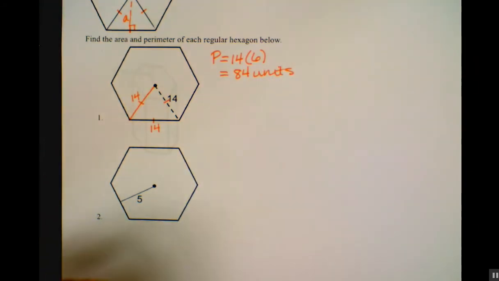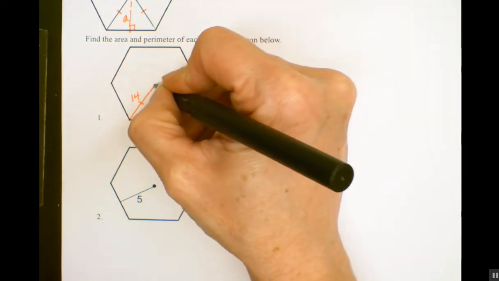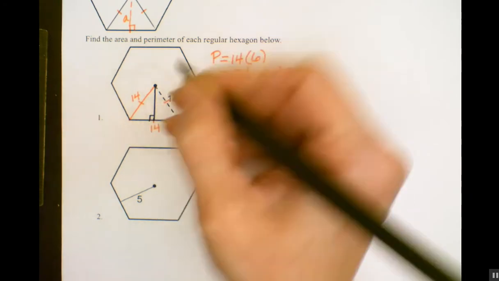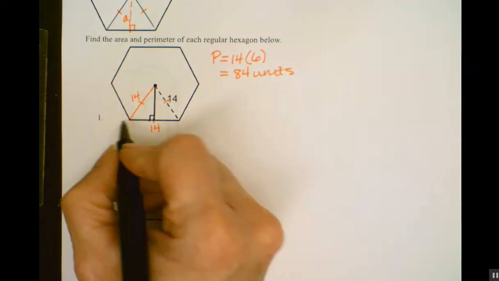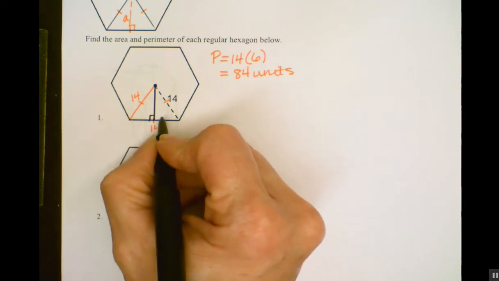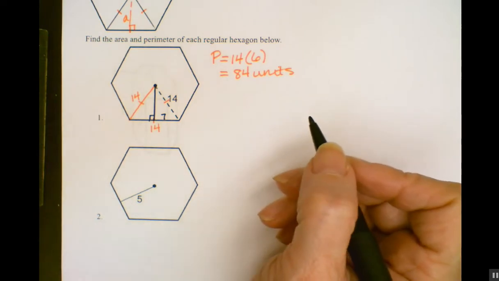Now let's deal with the area. To find the area of the triangle, and then multiply it by 6, we start by drawing its height in. When you draw in the height in an equilateral triangle, it divides the opposite side into 2 congruent parts. So this side that was 14 units long is now split into 2 parts, each 7 units long.